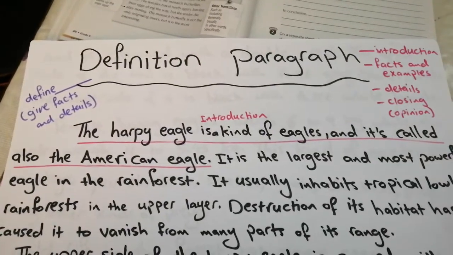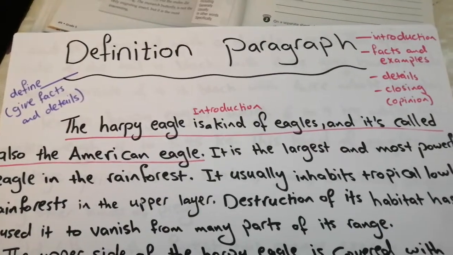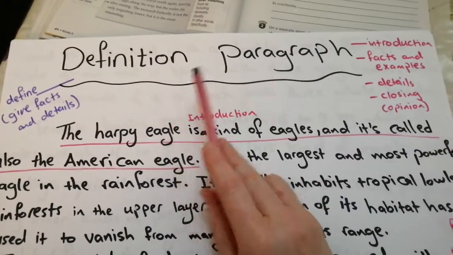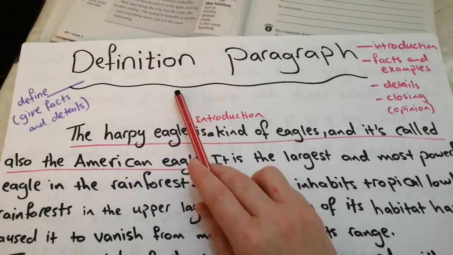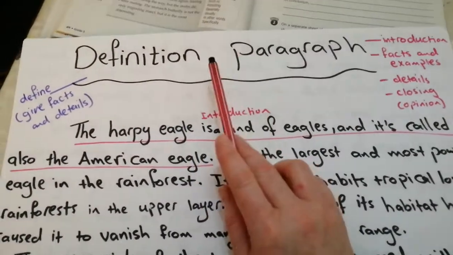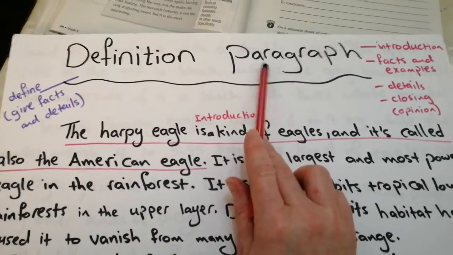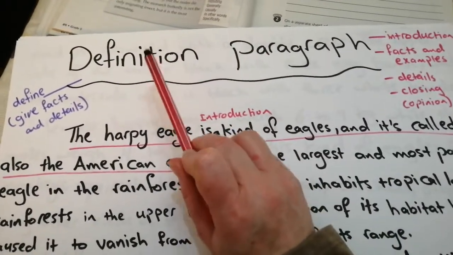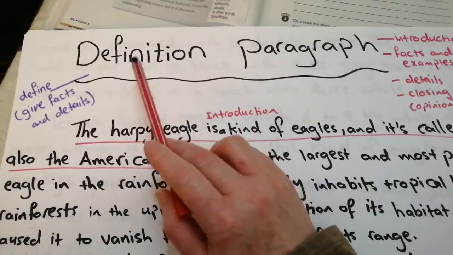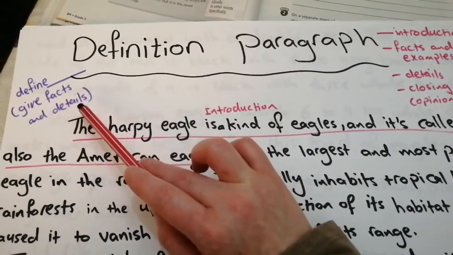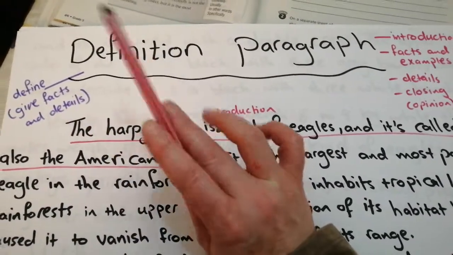Hello, dear students. Today in our writing lesson, we are going to talk about definition paragraph. What do I mean by definition paragraph? It means that I'm going to write a paragraph, and inside this paragraph, I'm going to define. What do I mean by define? To give facts and details about specific topic.